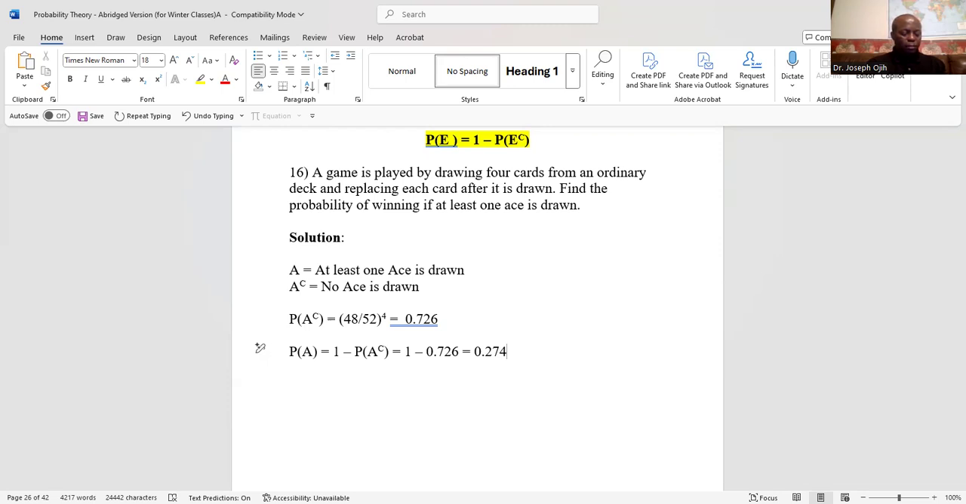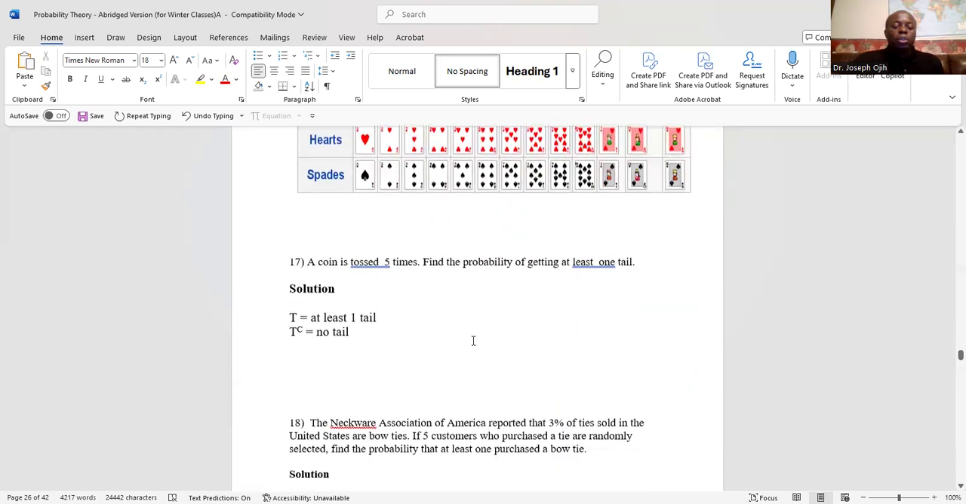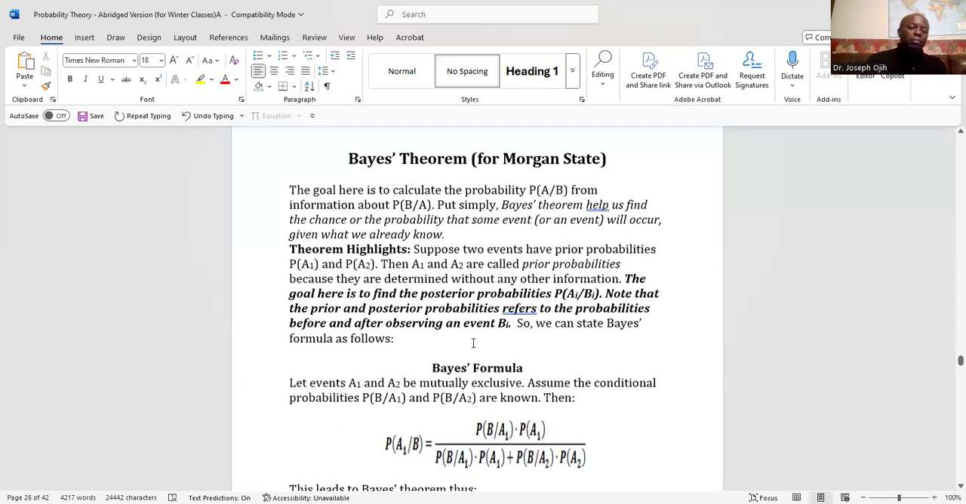Any question for me? Any query? No question. Excellent. Now we can move on to the next. I would say try as many examples as you can on this. Let's go to Bayes' theorem.